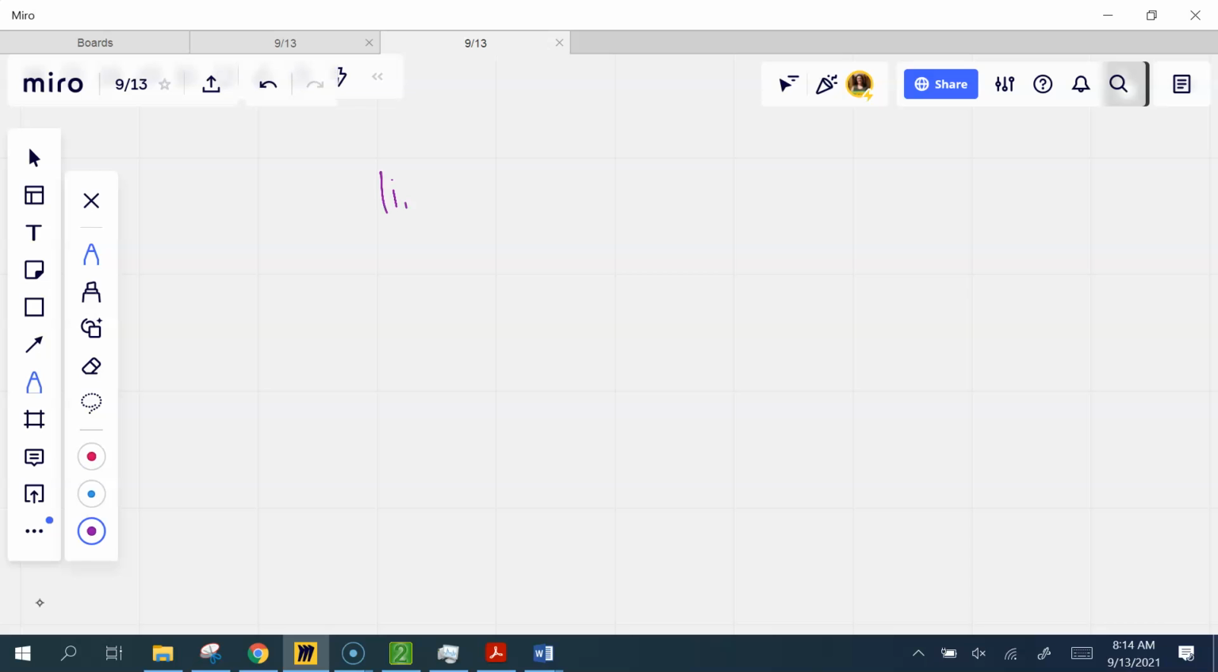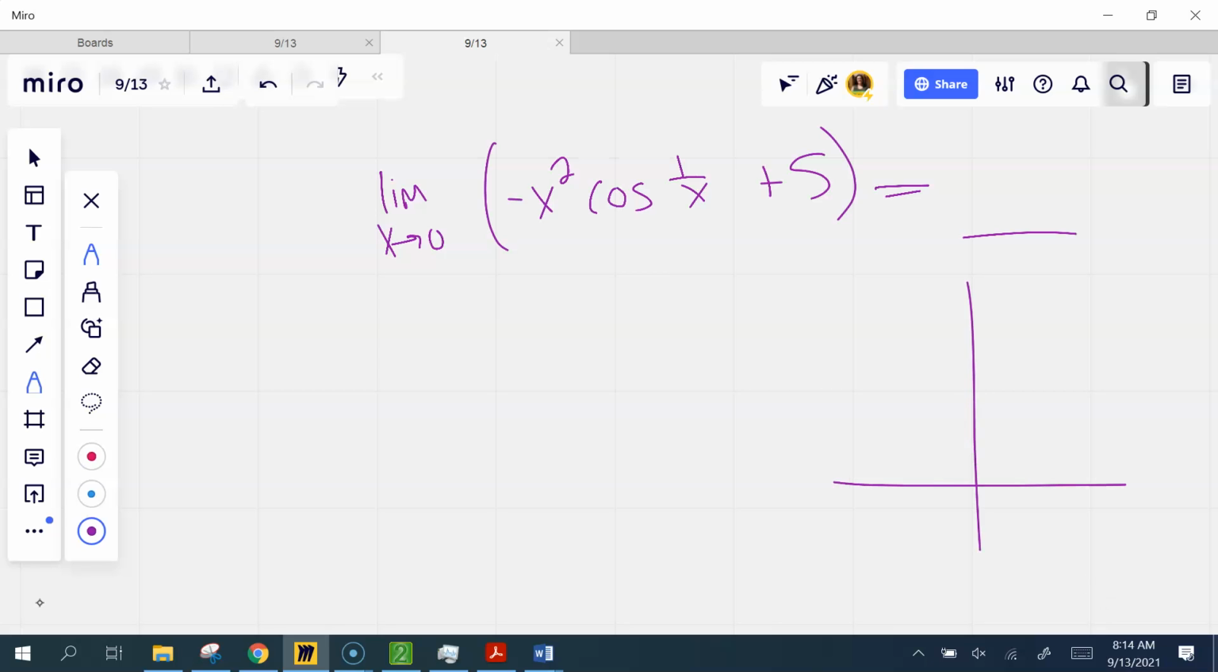So we had the limit as x approaches 0 of negative x squared cosine 1 over x plus 5. And you had to tell what it equaled, and if you graphed that, you sketched a graph, and it was a funky looking graph. It looked like a parabola, but we don't care. It kind of got smushed out at the top at 5. It was odd.